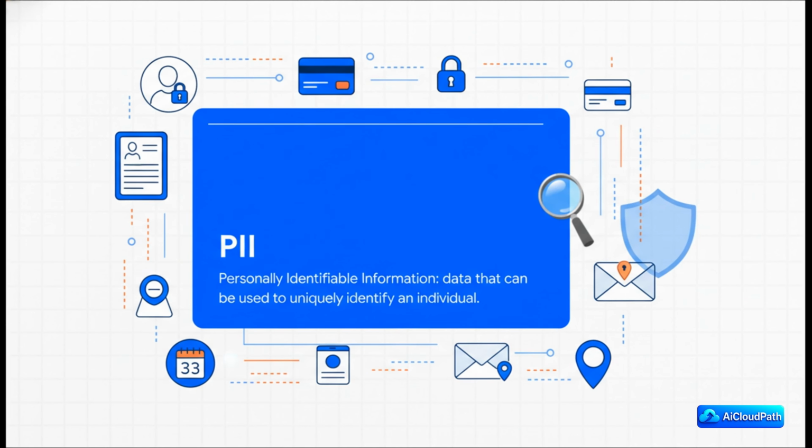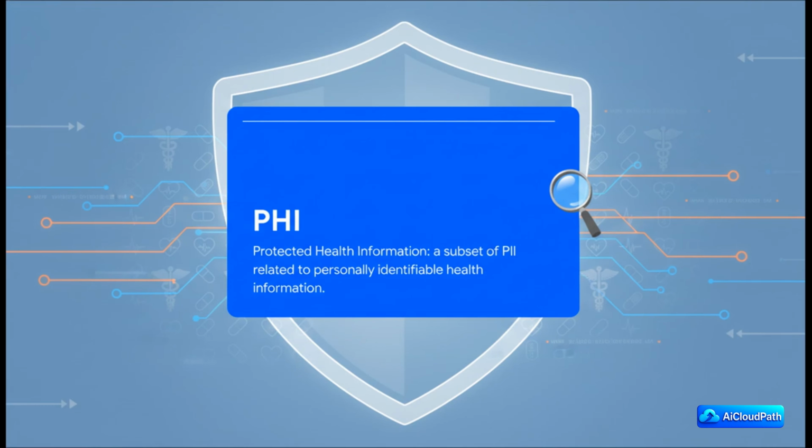It's pretty much what it sounds like, any little piece of data that you can use to figure out who a specific person is. We're talking names, email addresses, you name it. And then, within that PII category, there's an even more sensitive type of data, PHI, or Protected Health Information. This is the stuff that deals with a person's health, like their medical records. And as you can probably guess, the rules for protecting this kind of information are incredibly strict.